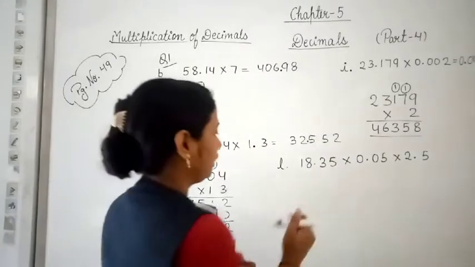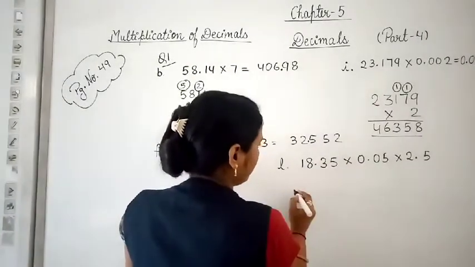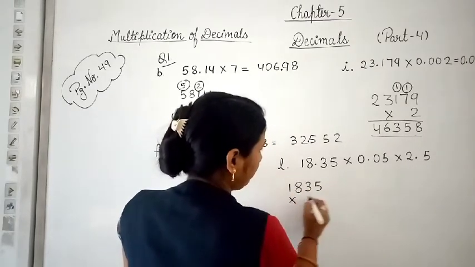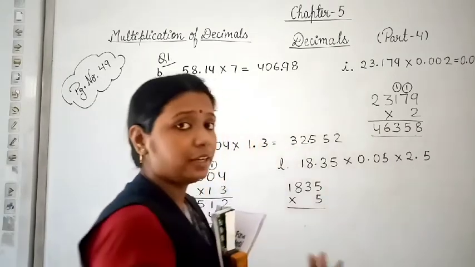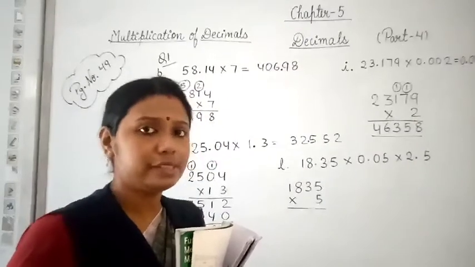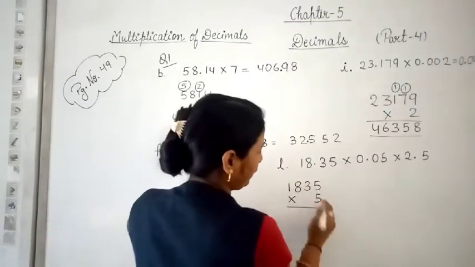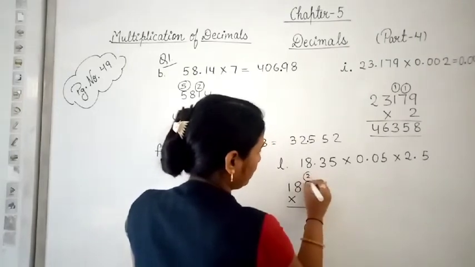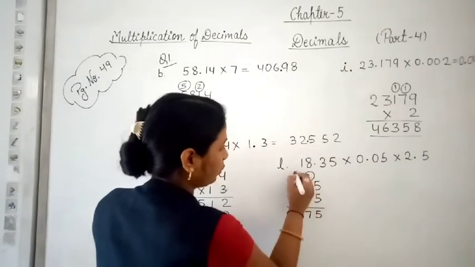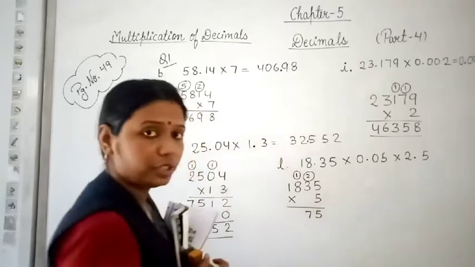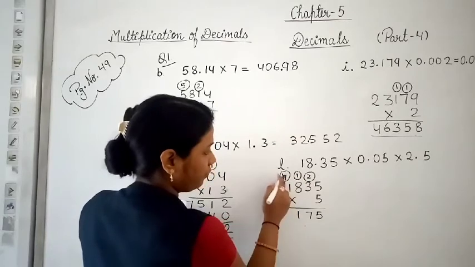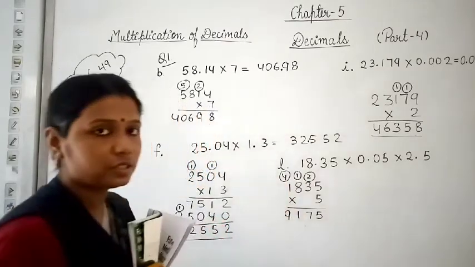Let us start. Here I am writing these 2 numbers directly: 1835 multiplied by 5. Again, instead of writing 05, we can simply write 5, because 05 and 5 are the same. Now let us multiply. 5 times 5 is 25, 2 carry. 5 times 3 is 15, 15 plus 2 is 17, 1 carry. 5 times 8 is 40, 40 plus 1 is 41. 5 times 1 is 5, 5 plus 4 is 9. So this is our product.